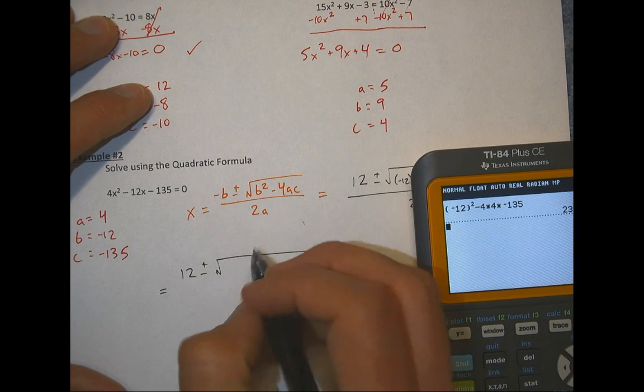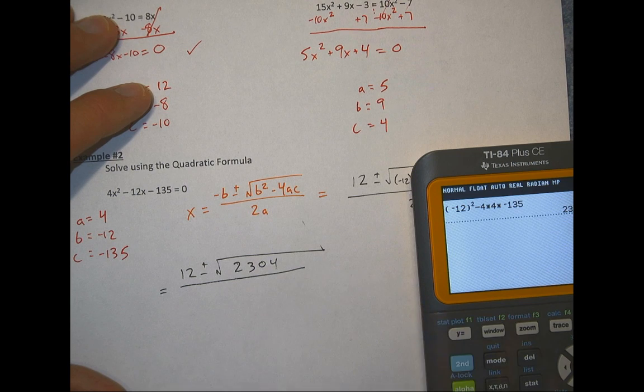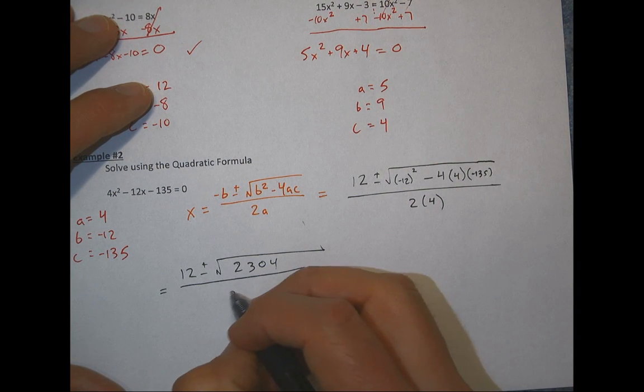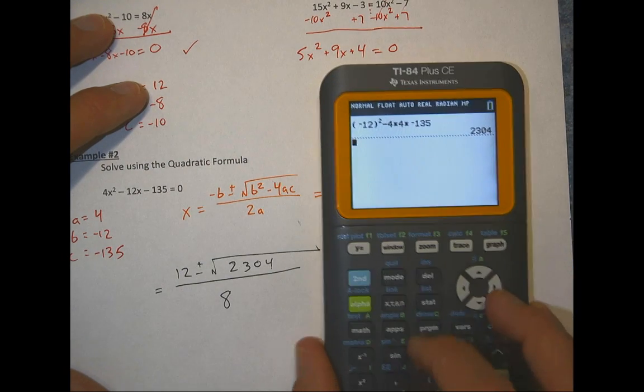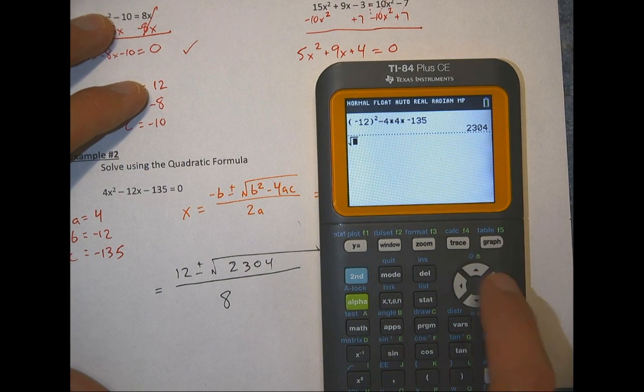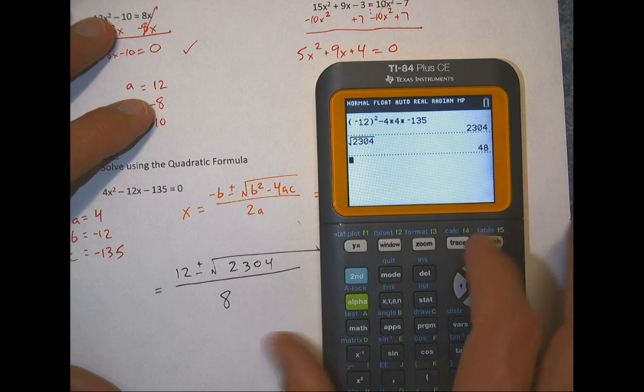And so underneath here, I have 2,304. And on the bottom, I had 2 times 4, so that's 8. Okay, I need to take the square root of that now. So I'm going to hit second square root. You can type it in or scroll up and hit it. And the square root is not always going to work out nicely, but in this case it does, it is 48.